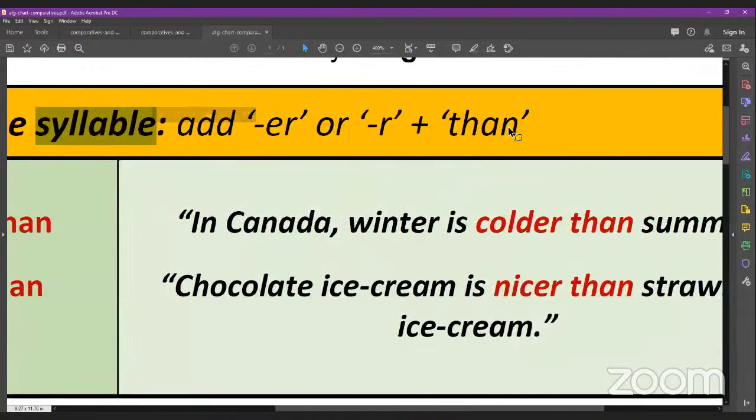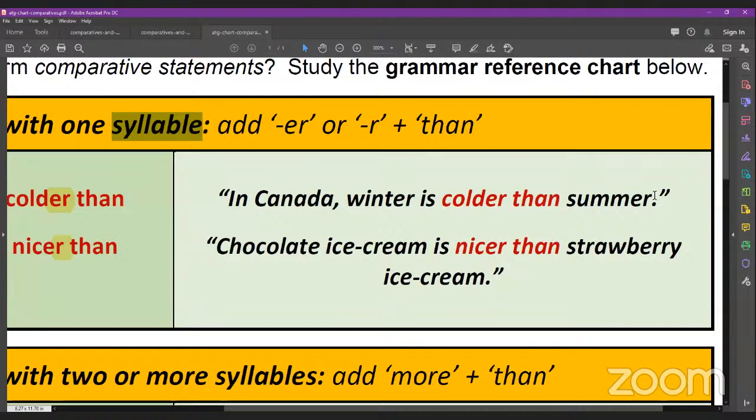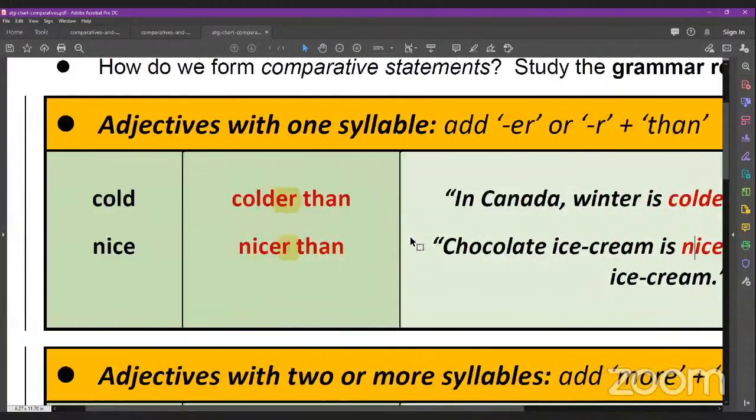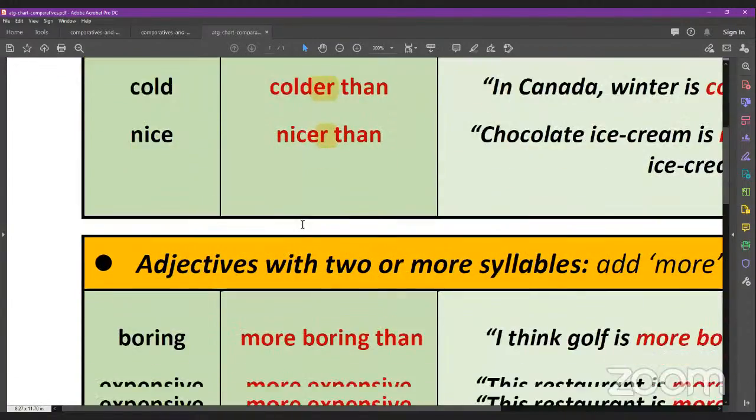Look. In here, we're going to compare winter and summer. Winter is colder than summer. The other exercise, we're going to compare chocolate ice cream with strawberry ice cream. You see? Chocolate ice cream is nicer than strawberry ice cream. This is the rule number 1, suffix er.